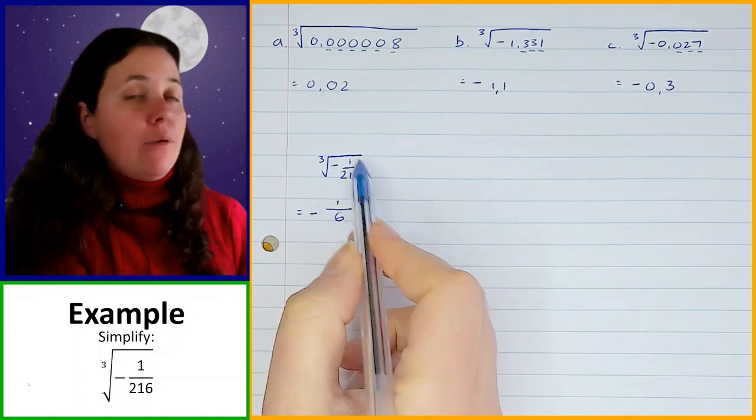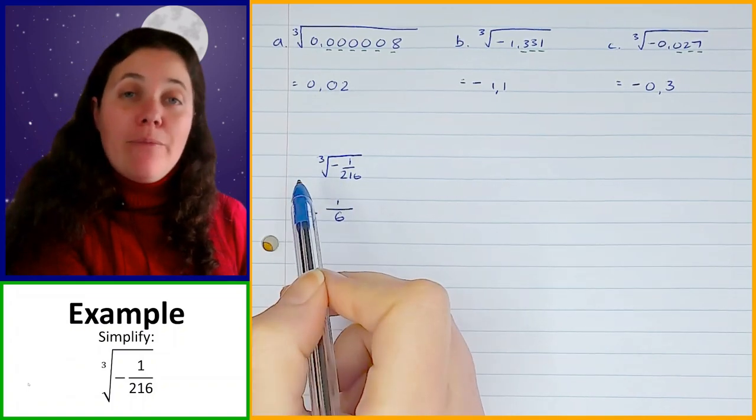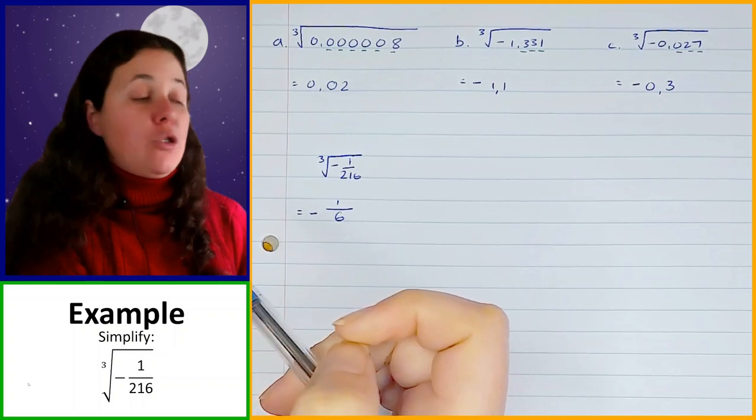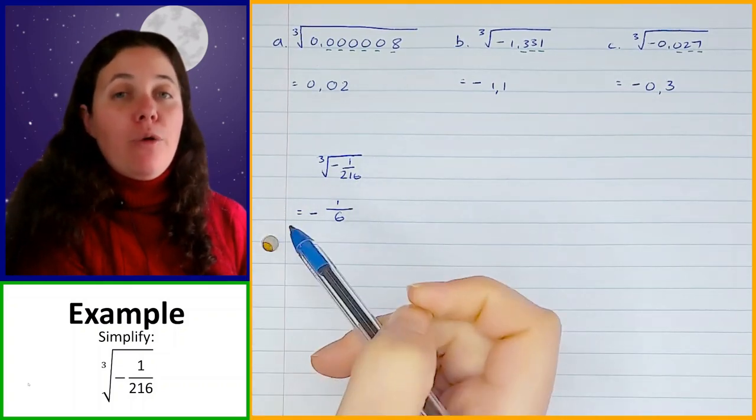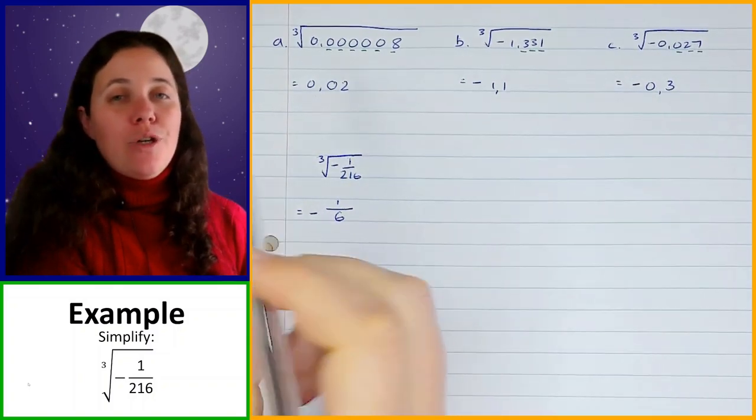Now, when you are working with fractions, make sure that you don't have any mixed numbers. If you do have mixed numbers, you need to first combine it and make it into an improper fraction, so you have a numerator and denominator and no extra numbers in front of it, and then you can work out your cube root.